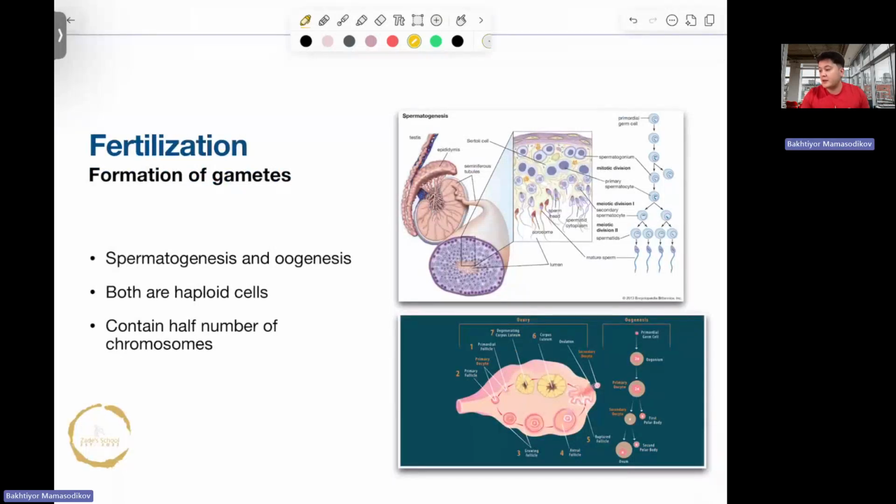What are the gametes? Gametes are the sex cells. The sex cell in the males is the sperm, and the sex cell in the female is the ovum. Spermatogenesis is the formation of the sperm cells, and oogenesis is the formation of the ovum in females. Both gametes have the haploid chromosome number. Haploid means they contain half the number of chromosomes.